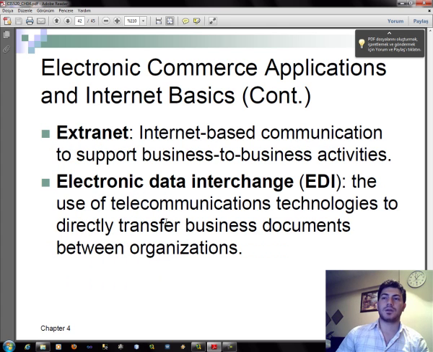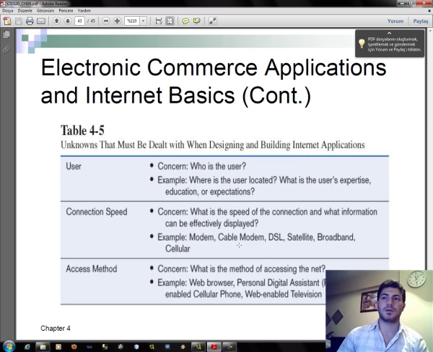Extranet: Internet-based communication to support business-to-business activities. Business-to-business extranet. Okay. Electronic data interchange: the use of telecommunications technologies to directly transfer business documents between organizations. And here is a table.